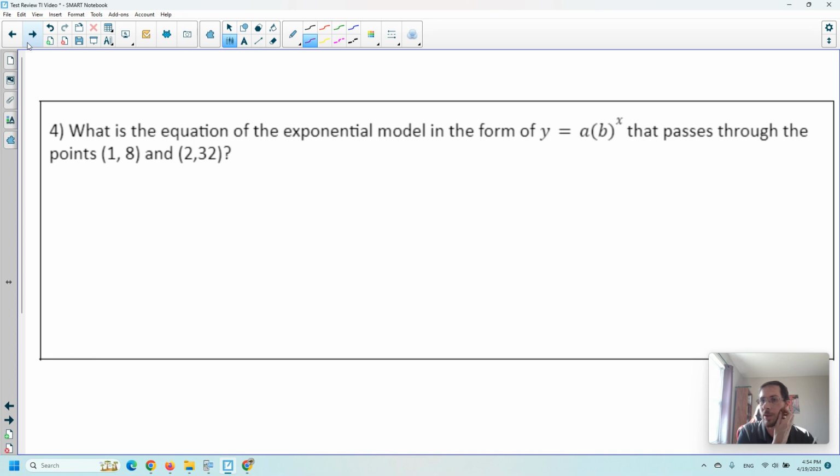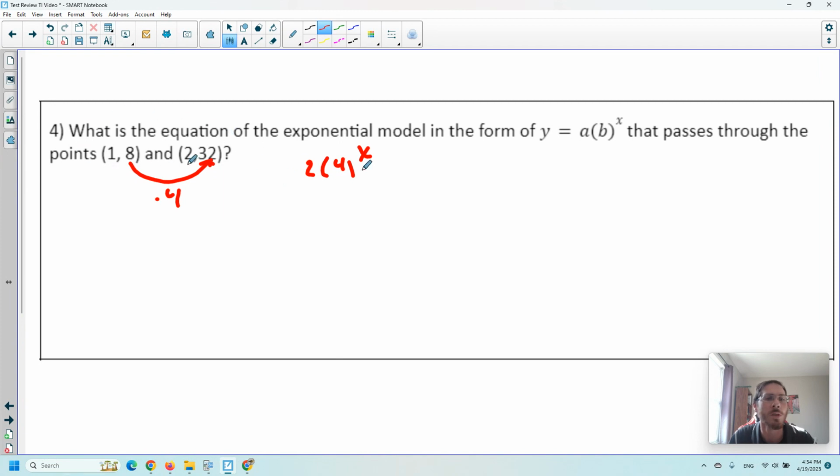All right, number 4, exponential model that passes through the points (1, 8) and (2, 32). Now, if you want to do it by hand, I think it's a little bit easier to see that this is just times 4 every time. So our answer is just going to be, if we go back to 0, 2 times 4 to the x. However, again, if you want to use the TI, that's what we're doing.